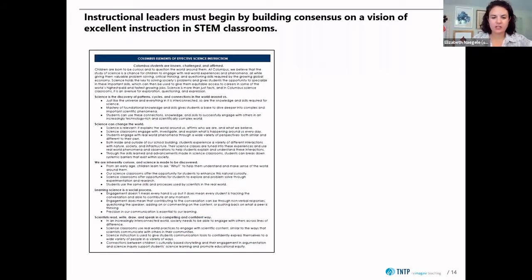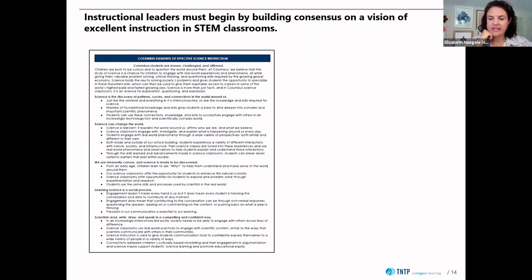So, Krista, I think you just put the link in the chat. In your STEM teaching toolkit, there's a folder that's called Shared Vision. And in this folder, there's a document that's called Columbus Vision of Excellent Instruction in Science. I'm going to go ahead and navigate your way to that document right now. It looks like the picture that's on the screen.